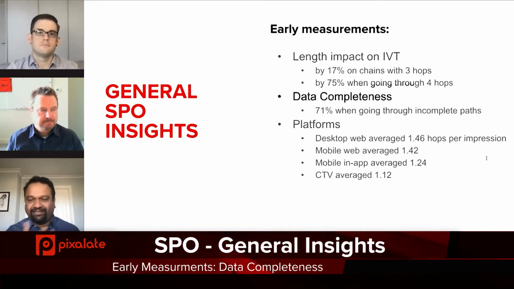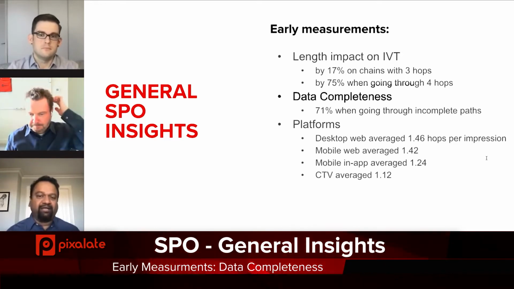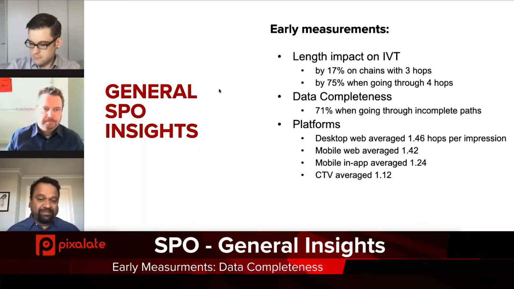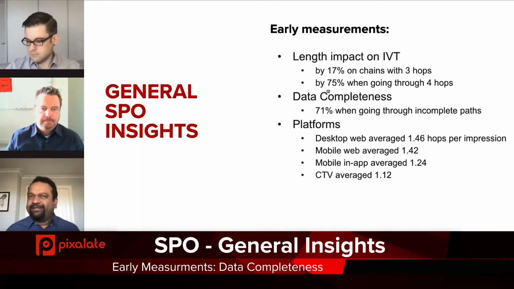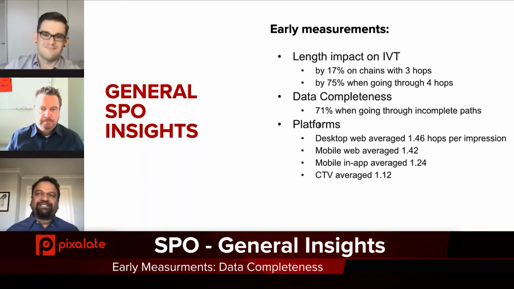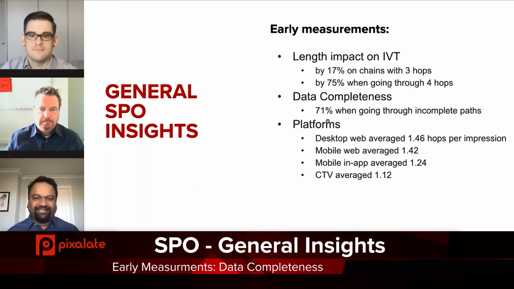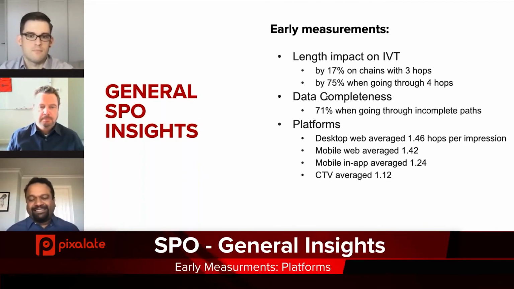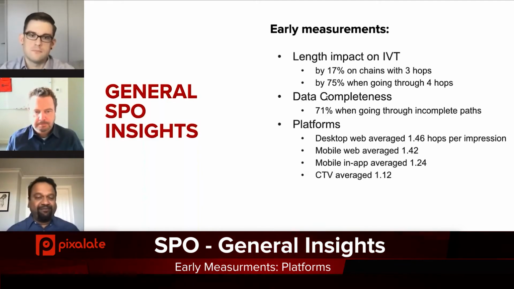Another thing that we thought was interesting was the data completeness, right? So the point a couple of slides ago when I talked about the incomplete paths, there seemed to be an increase of 71% when it goes through incomplete paths. That seems logical, but I'm curious how that'll play out over time when everyone starts enforcing the supply paths too.